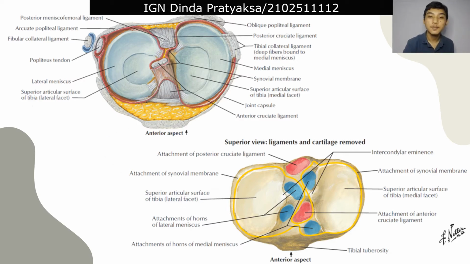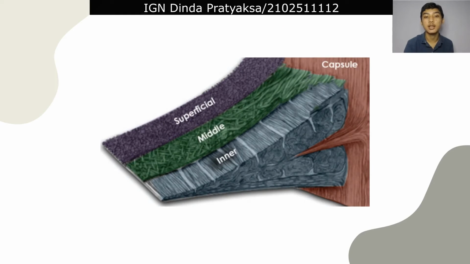Next slide, please. In this slide, we can see that each meniscus has 3 layers of stratum. The first one is the superficial layer, which directly contacts the articular surface and is composed of a mix of collagen fibers and lubricating layers of proteoglycans, which can reduce the friction between the surfaces.